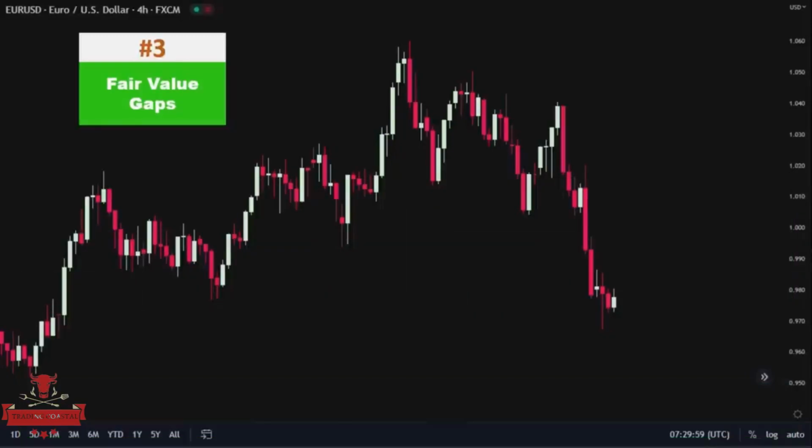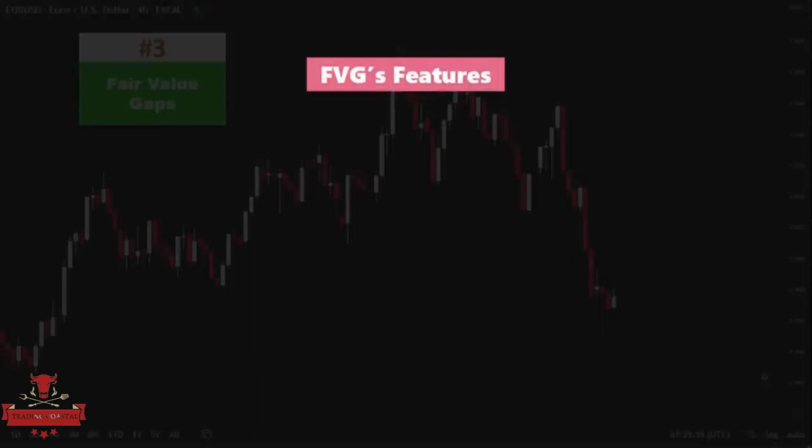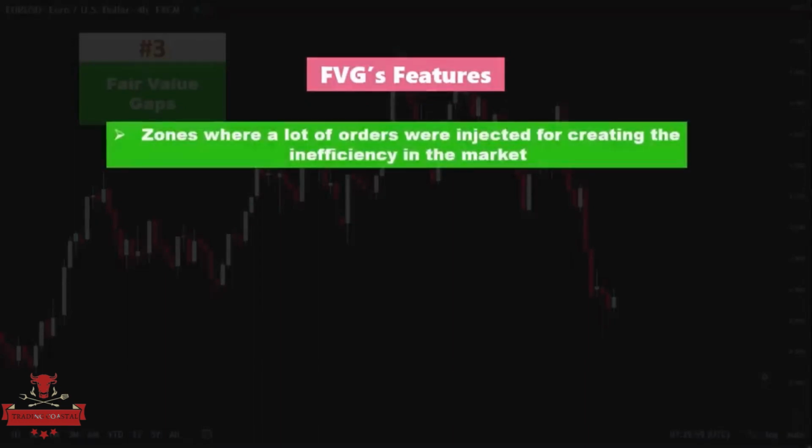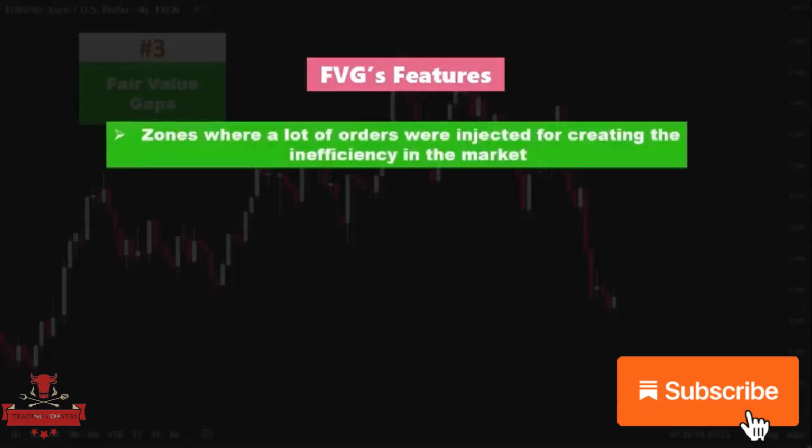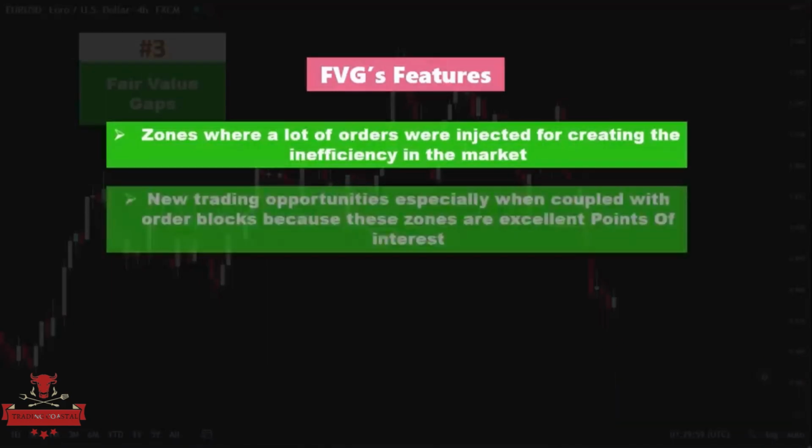Fair value gaps are a very useful concept in price action trading, and they represent zones where a lot of orders were injected, creating inefficiency in the market. FVGs represent new trading opportunities, especially when coupled with order blocks, because these zones are excellent points of interest.